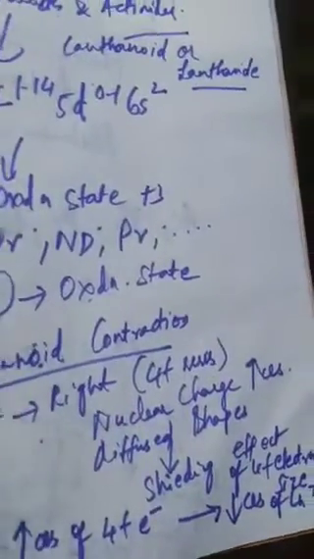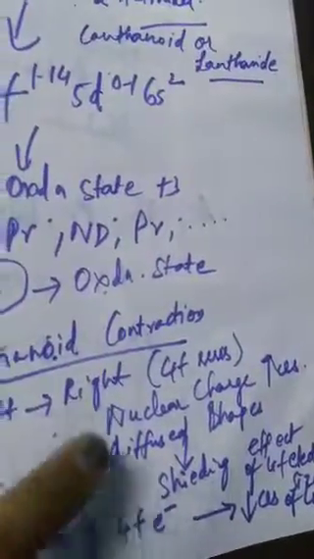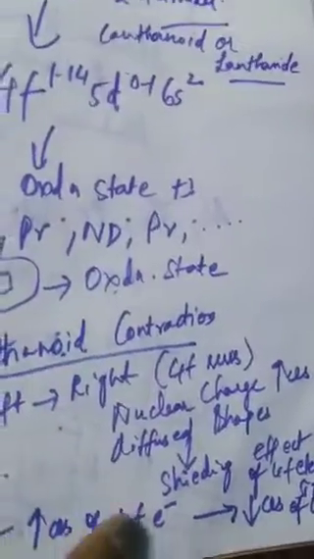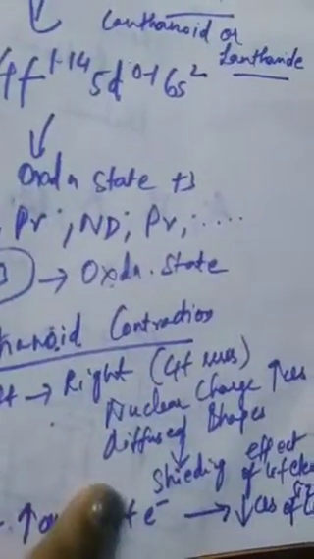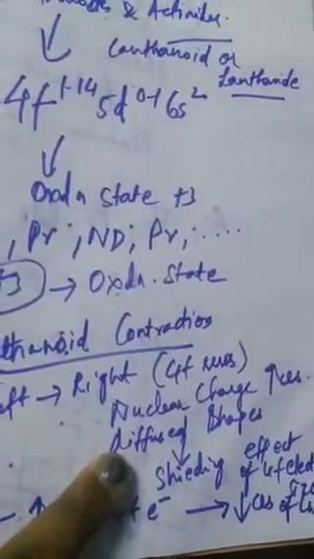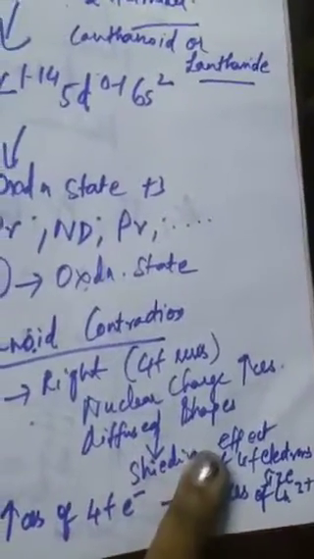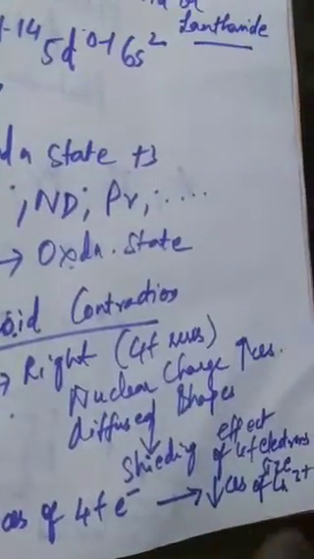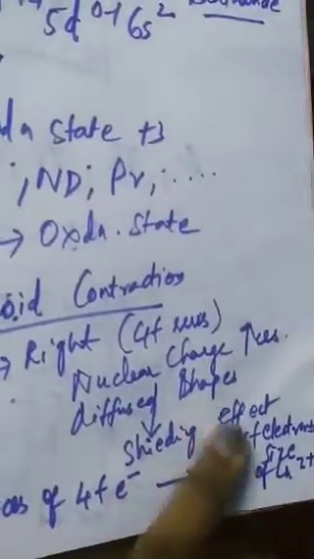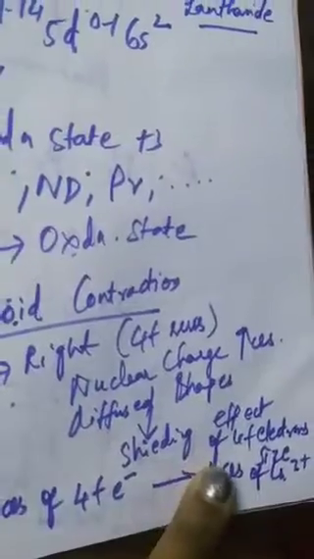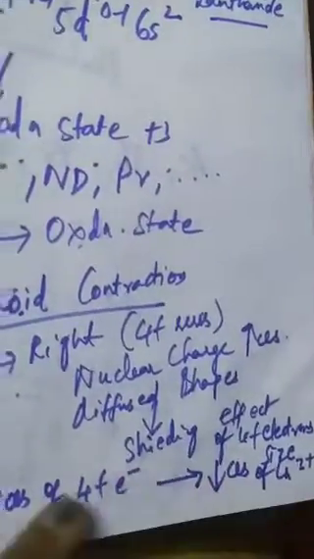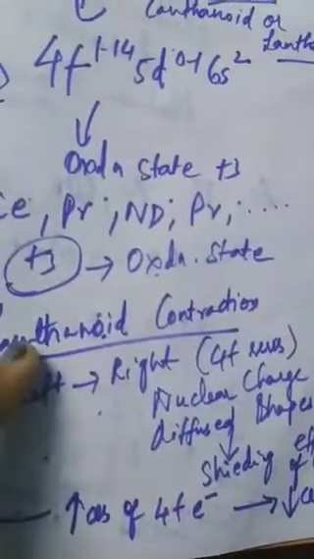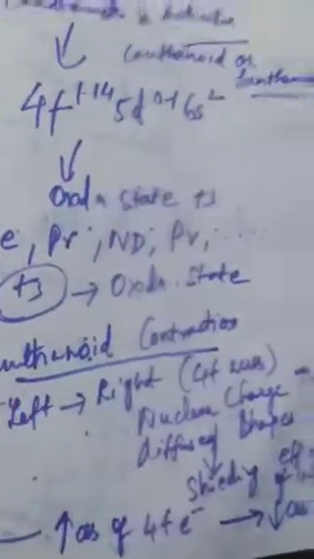When nuclear charge goes on increasing in the elements from cerium, praseodymium, neodymium, the shape will be diffuse. If the shape diffuses, the shielding effect of the electrons will increase. If the shielding effect increases, the size of the lanthanum series decreases. So this decrease in size in the lanthanum series is called lanthanoid contraction.